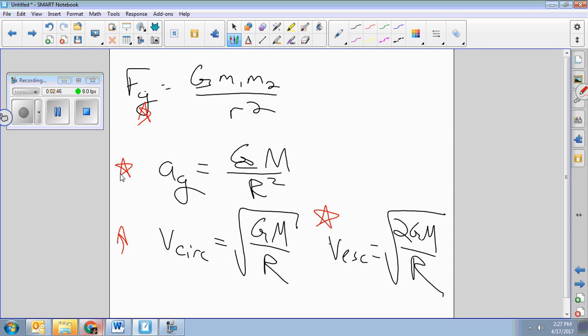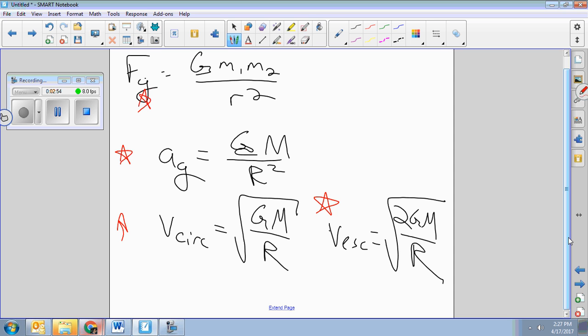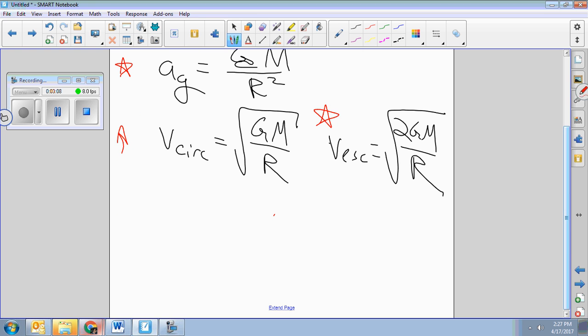I heard somebody ask about deriving it. Should I talk about that real quick? It's basically just, if you set this equal to mv squared over r, you can rearrange it and get this.